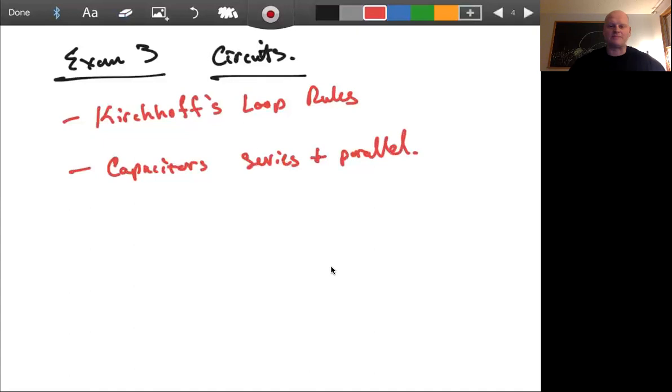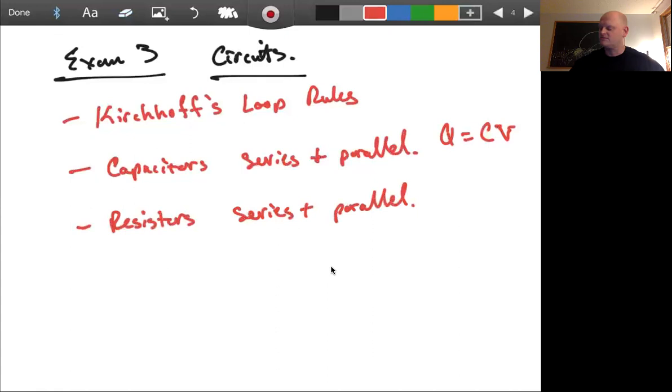Same thing here for resistors. Resistors, again, series and parallel. So how do we add those guys together? So of course, each one of these, you also need to know what capacitance and potential, how are these guys related to each other? So Q is equal to CV. We also need to know Ohm's law. So that's V is equal to I times R. So these are all things that are embedded inside of here.